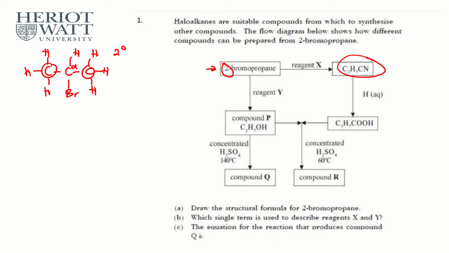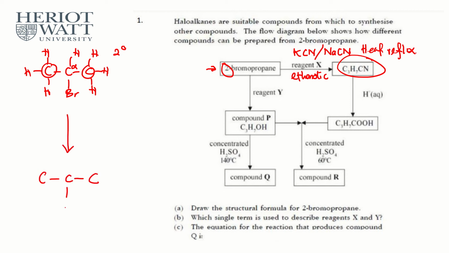So obviously the reagent X here is KCN or NaCN, any metal cyanide, and it should be in ethanolic conditions, dissolved in ethanol, and it should be heated under reflux in order to get this. All right, it's a substitution reaction, so we get the same structure here, just that the Br is substituted by CN. The rest remain the same.